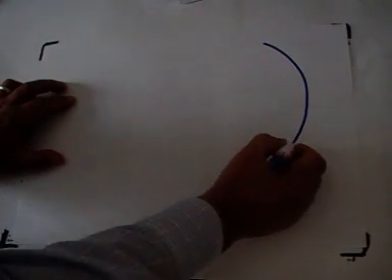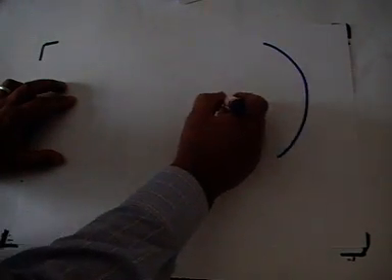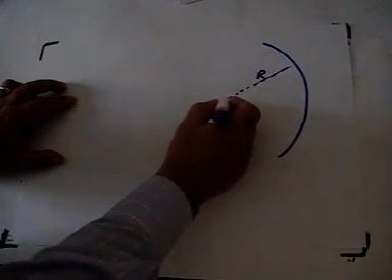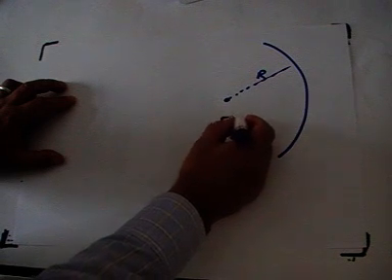So what do I have? I have a wire that is bent like this, and somewhere here I have the radius R, and I want to find the electric field at this point.